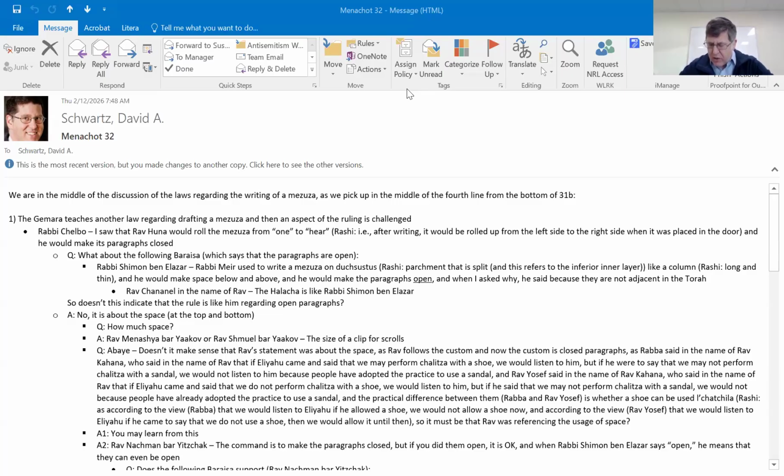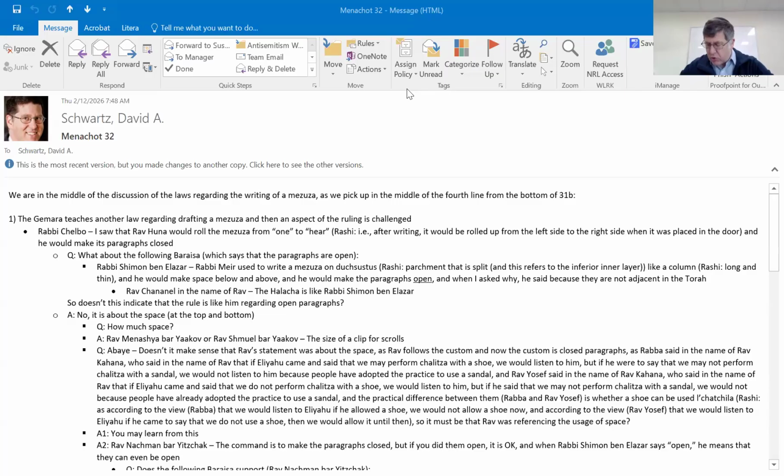And we ask the question, what's the difference between Rabbah and Rav Yosef? Because after all, they basically said the same thing. And the difference is that mina lechatchila ika benayu. The difference is today, do we allow the usage of a shoe? According to Rabbah, who says that Eliyahu could come and tell us you could use a shoe and we would listen to him, we must not be using a shoe today. And we must think that really you're not supposed to use a shoe today.